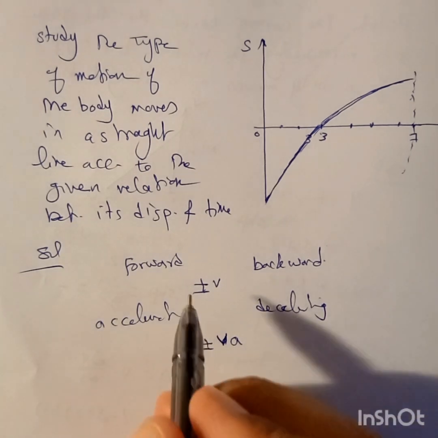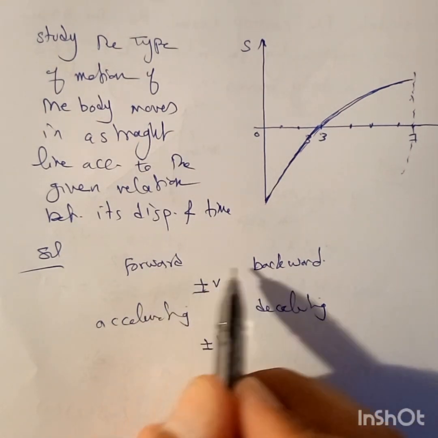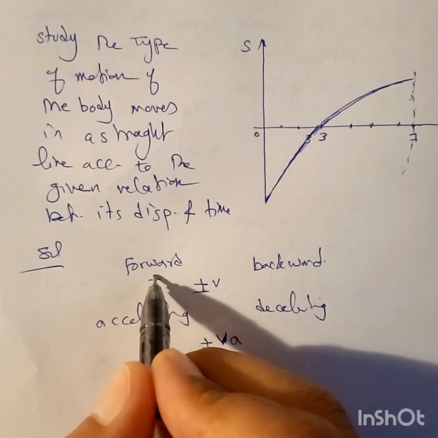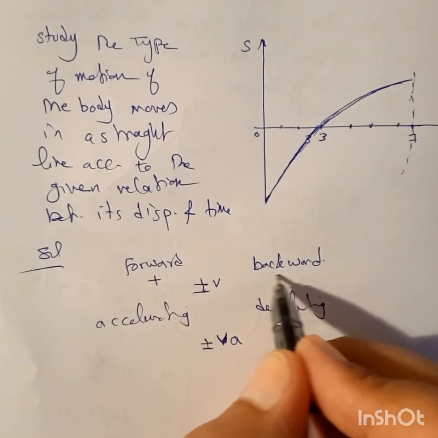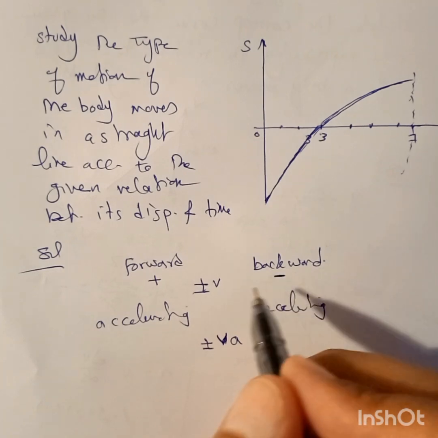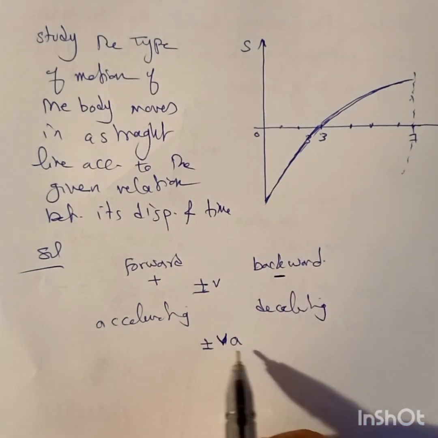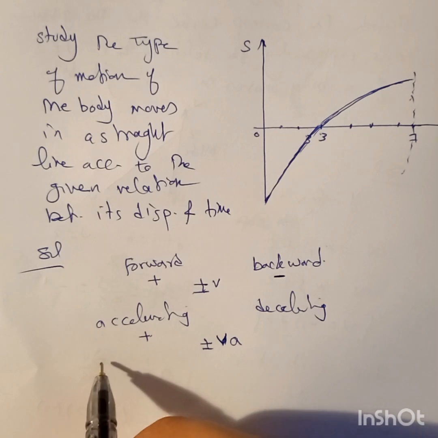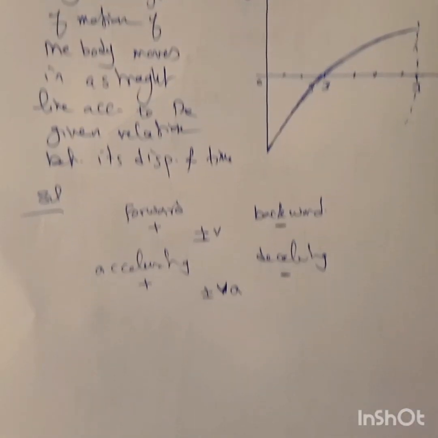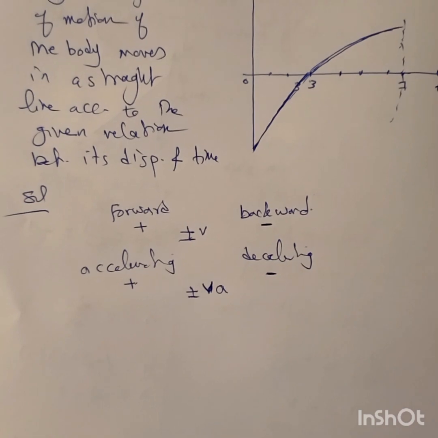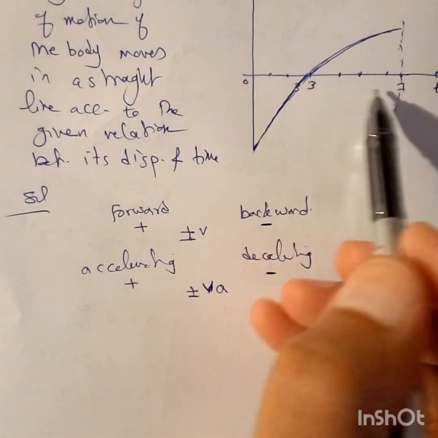Of course, for the direction of motion, if v is positive, then the motion is in the forward direction. It's in the reverse or backward direction if v is negative. If va is positive, then the motion is accelerating. If va is negative, then the motion is decelerating. This is over each time interval in the given curve.